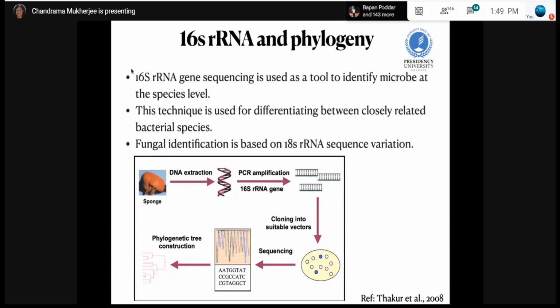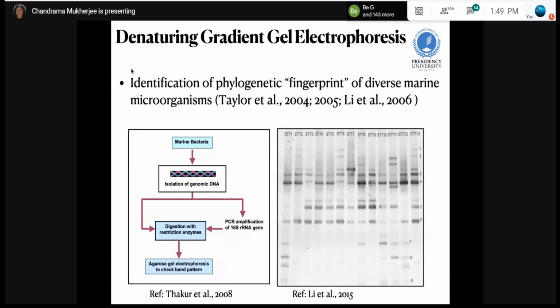Other widely used techniques include denaturing gradient gel electrophoresis. This technique is widely used to detect the phylogenetic fingerprint of diverse marine microorganisms. Genomic DNA is isolated from the marine microorganisms, and the isolated DNA is analyzed side by side by digestion with several restriction enzymes and by PCR amplification using primers for the 16S ribosomal gene. These products are analyzed in an agarose gel to check the band pattern.